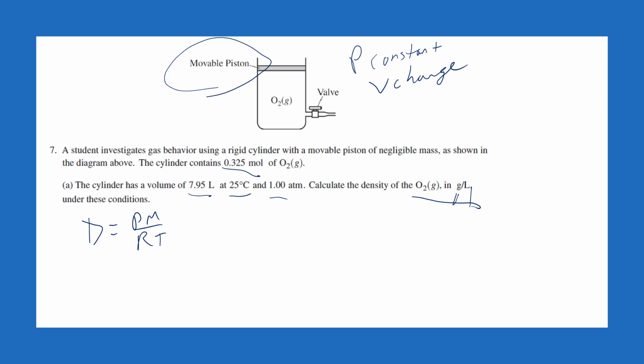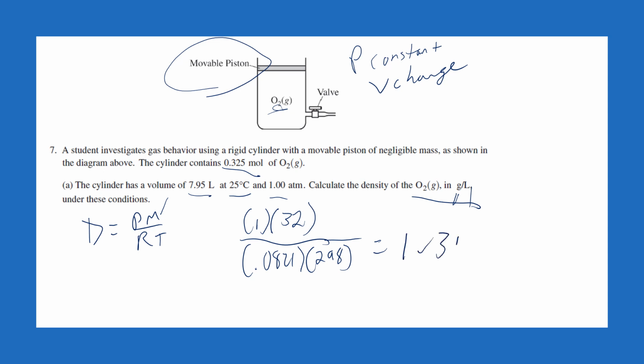Density goes PM over RT, so you would do the pressure, it's 1 atm. M is molar mass here. So the molar mass of oxygen is 32. Our gas constant, 0.0821, and our temperature needs to be in Kelvin always. So then you would multiply and divide. And we get that the density is 1.31. It's a weird decimal. Grams per liter. You'd get the same answer either way. It's just PV = nRT and then to grams and then to density. It just takes a little longer.